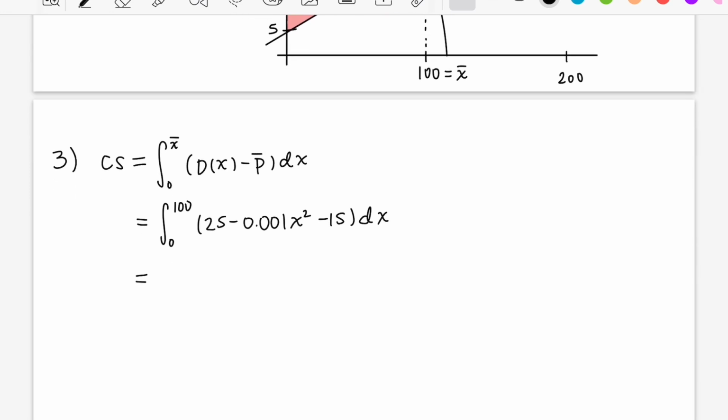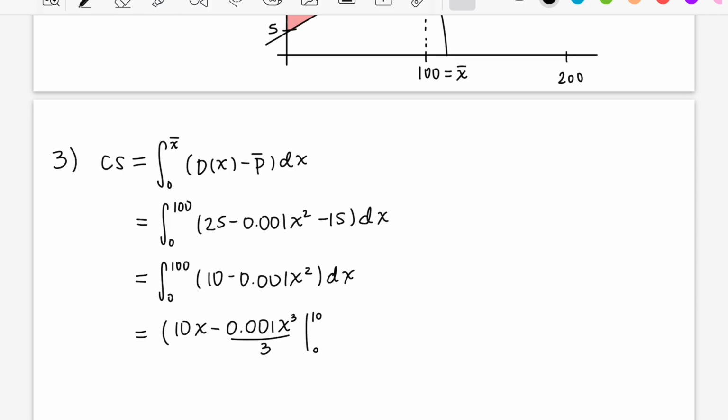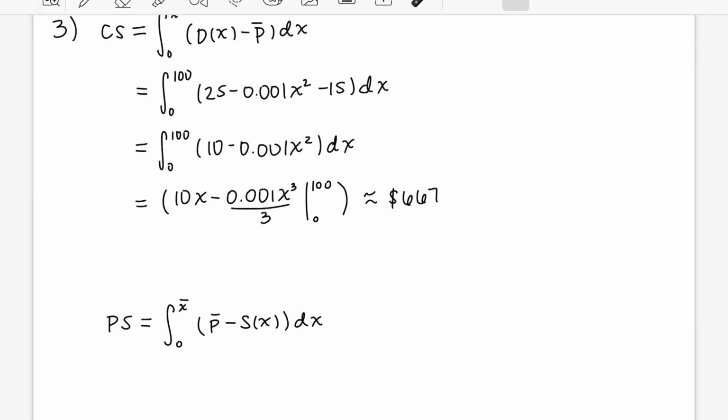So evaluating this definite integral, we'll get 10x minus 0.001x cubed over 3, evaluated at these limits. In doing so, we'll get that this is roughly $667.